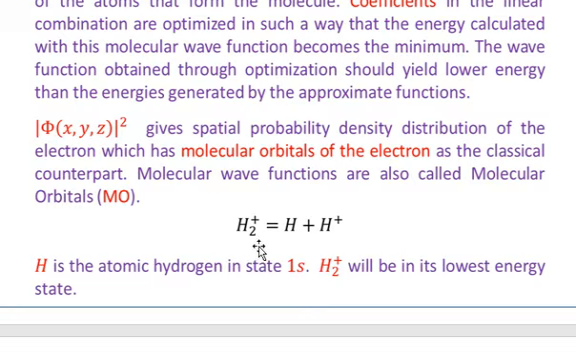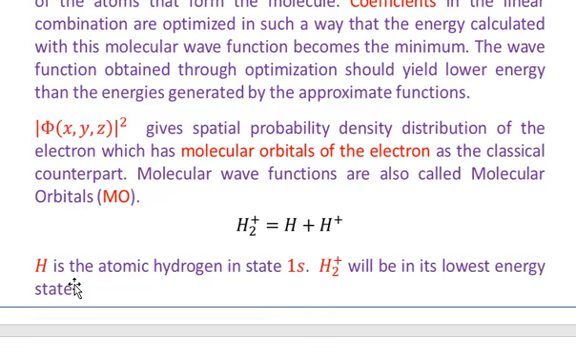So here I have the H2 singly ionized molecule on the left hand side, which can be considered to be consisting of the atomic hydrogen plus the singly ionized hydrogen. So on the right hand side we have the hydrogen atom plus hydrogen ionized atom, that is a singly ionized hydrogen atom. These two together will form the H2 singly ionized molecule.